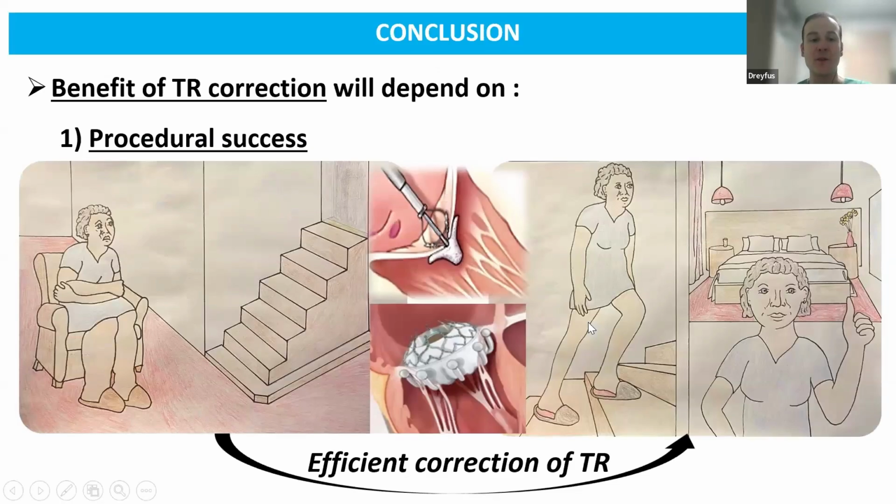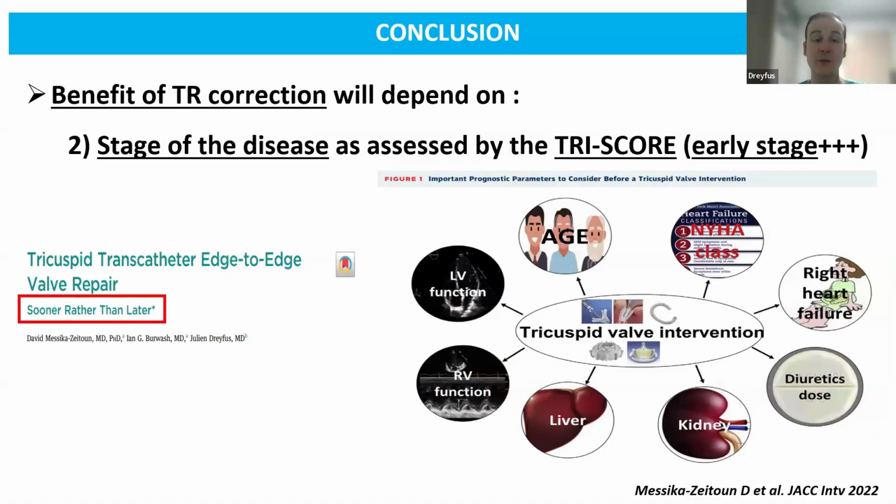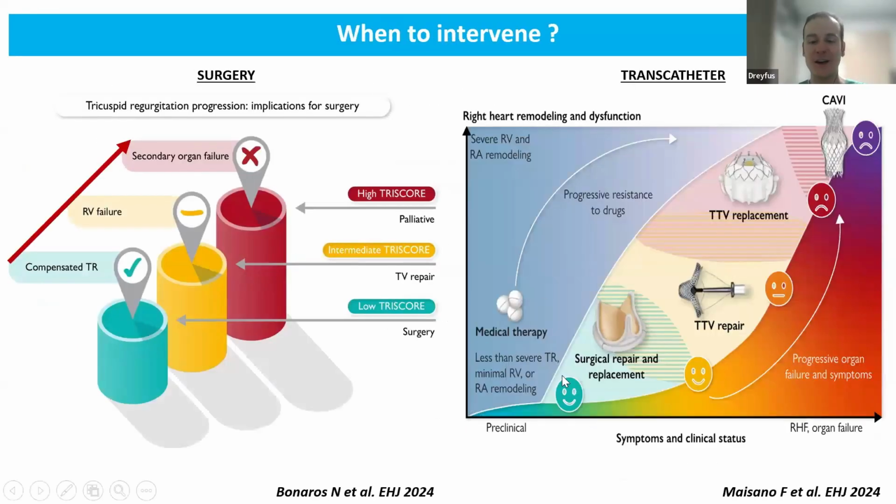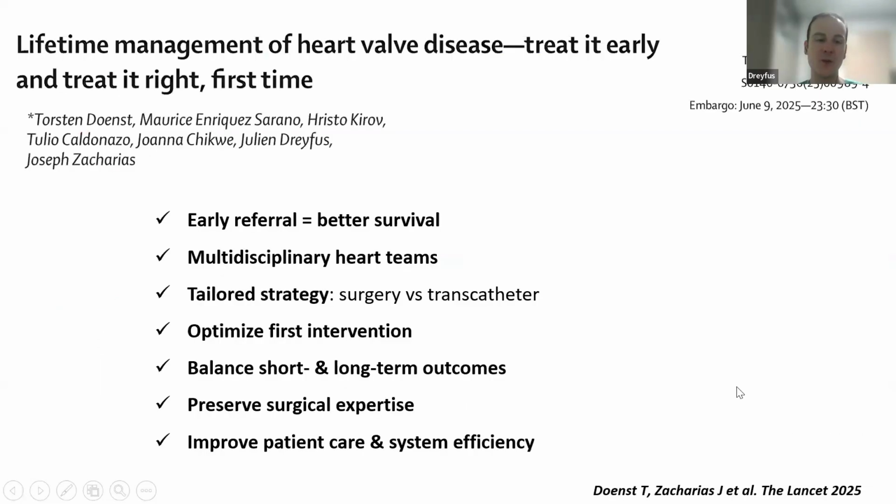And so for us, what I would say is that the benefit of TR correction will depend first on your procedural success. When you are successful, you will improve quality of life. And now all studies have demonstrated this. You will improve quality of life. If now you would like also to improve survival, probably the stage of disease is important. We should treat patients at an earlier stage as defined by the TriScore. And I like this slide with a smiley showing that the more severe the TR, the less smile you will have on your face, meaning that probably we should intervene a bit earlier in the course of the disease.